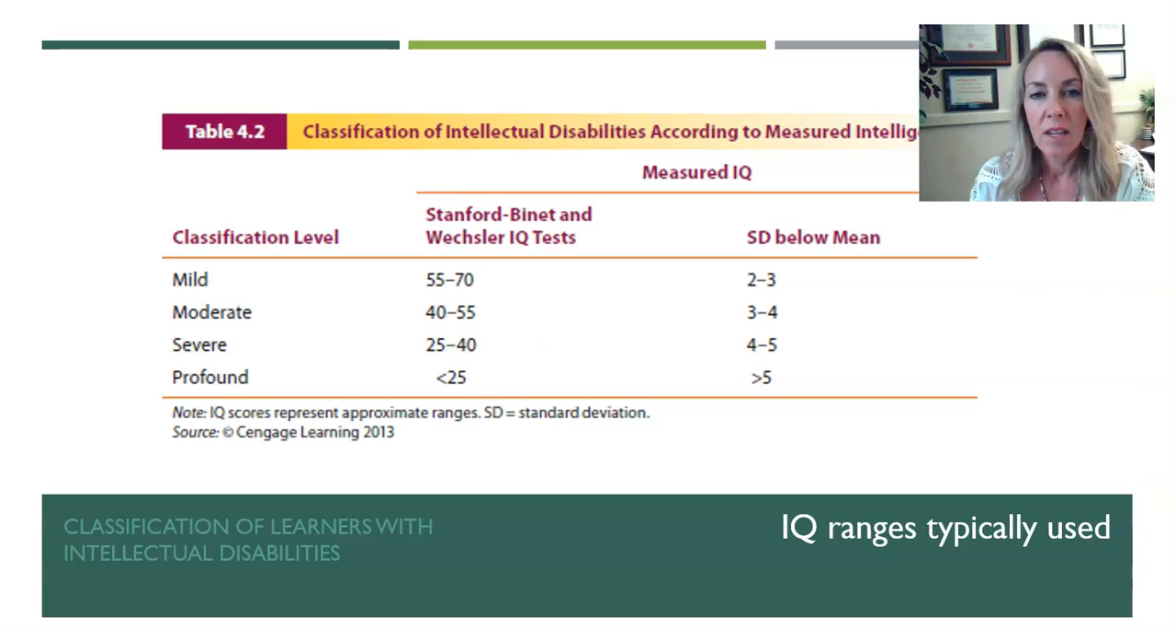With these standard deviations being an identifier, that would mean that a student with an IQ or an adaptive behavior score of 55 to 70 would qualify as a mild intellectual disability, or MID. Students with scores between 40 and 55 are moderate intellectual disability classification, and severe, profound intellectual disabilities would go right along with that at 25 to 40 or less than 25.